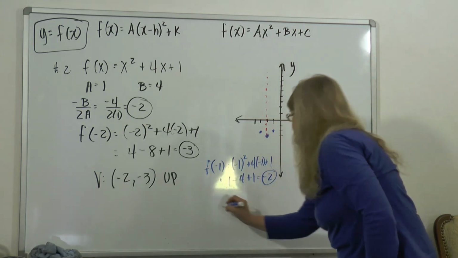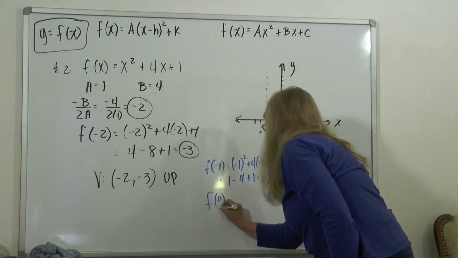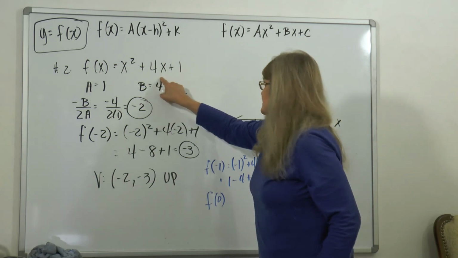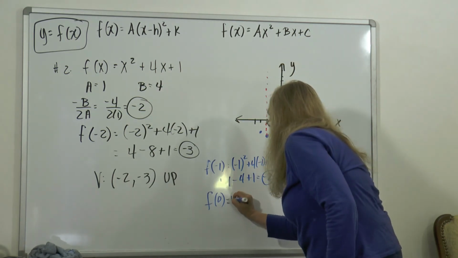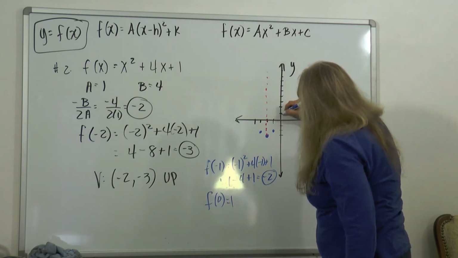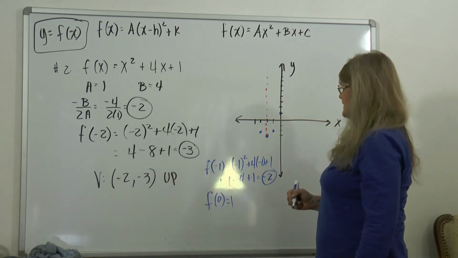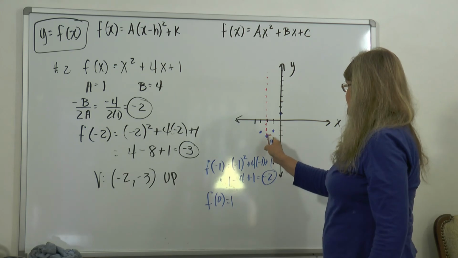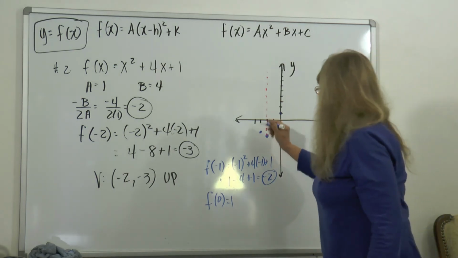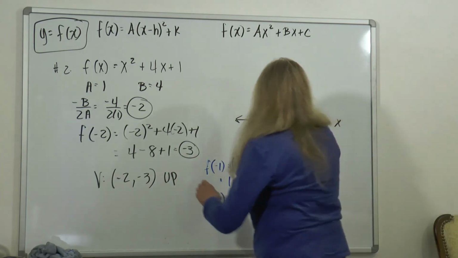Okay, then we go over one more and we have f of 0. Well, that's real easy. 0 squared is 0, 4 times 0 is 0, so the whole thing is just going to equal 1. So 0, 1, 0 and a +1 is a point on my graph. Okay, for the symmetry, 2 spaces to the right jumps up to 1, 2 spaces to the left will also jump up to 1.